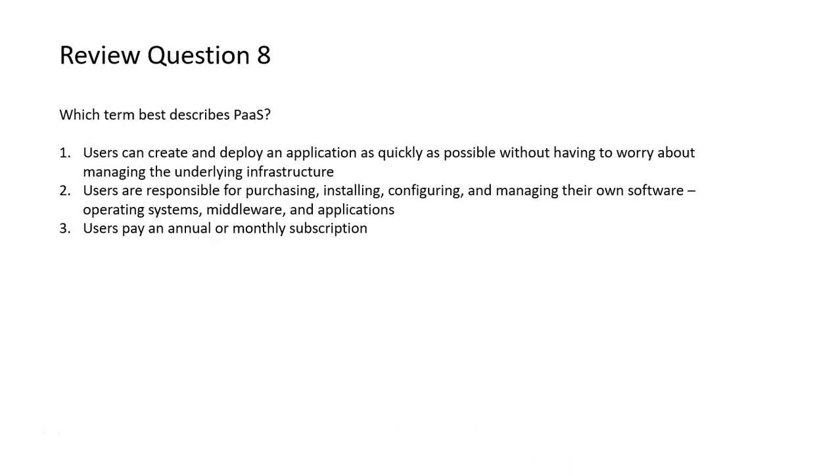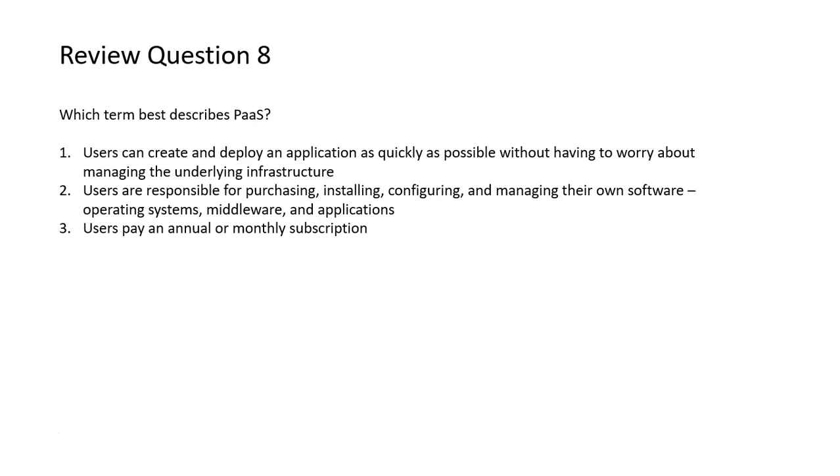It says, which term best describes platform as a service, that is PaaS. Option 1 is users can create and deploy an application as quickly as possible without having to worry about managing the underlying infrastructure. The second option is users are responsible for purchasing, installing, configuring, and managing their own software, which includes operating systems, middleware, and applications. The third option says users pay an annual or monthly subscription. Correct answer is option number 1.